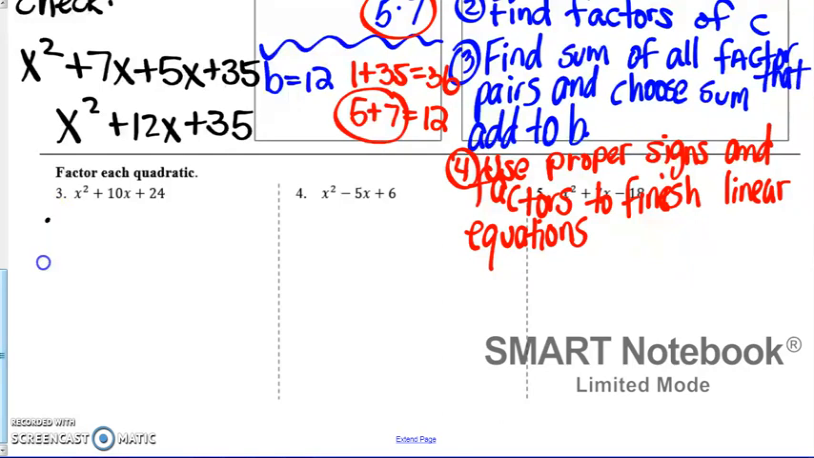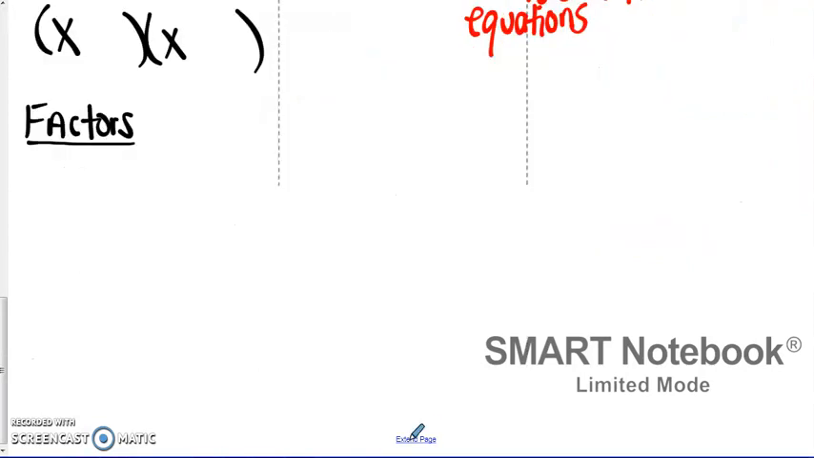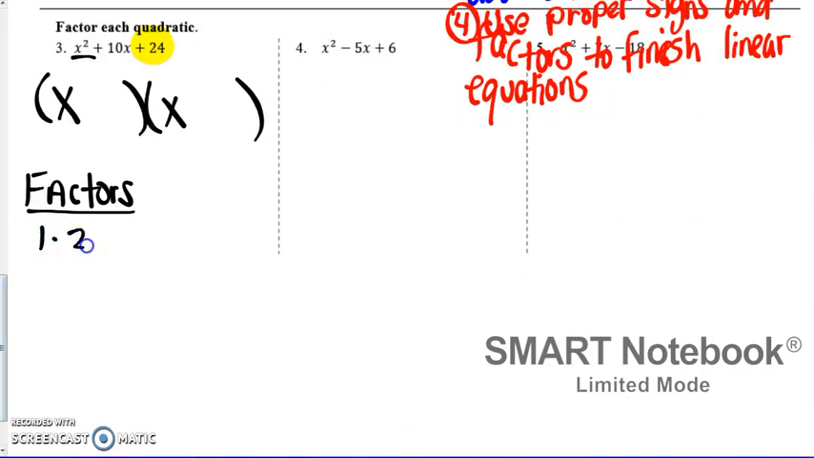So again, my first step is to rewrite my two linear groups and split the x squared up into x and x. Okay, so now I want to find factors of my constant. I want to find factors of positive 24. Well, that would be 1 times 24. And if I add up 1 and 24, that gives me 25. That does not match my B value of 10, so those are not going to be the right factors.